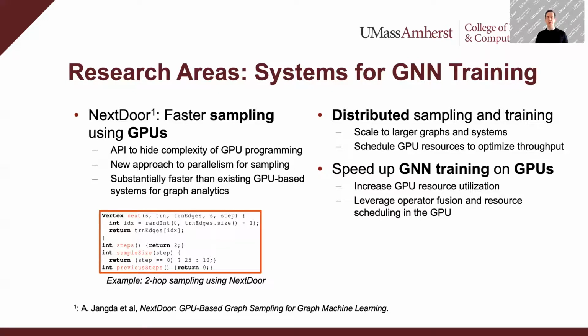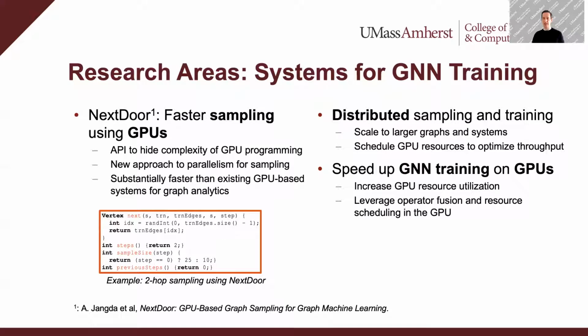So very often, graph neural networks are run on large graphs that don't fit in the memory of a single machine, or a single GPU, even less so. So how do we distribute the sampling and the training, in particular, since now with Nextdoor we have enabled running sampling efficiently on the GPU? How do we schedule the GPU resources, and how do we coordinate this process when we get even less data locality because we might have to fetch data from different sources?